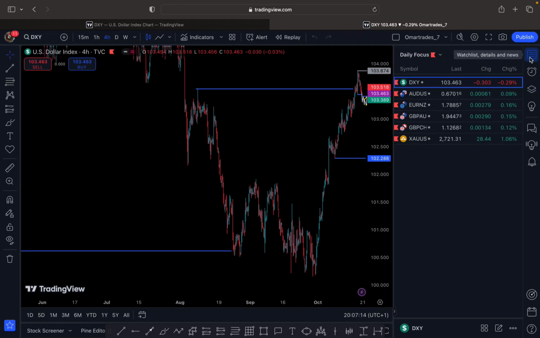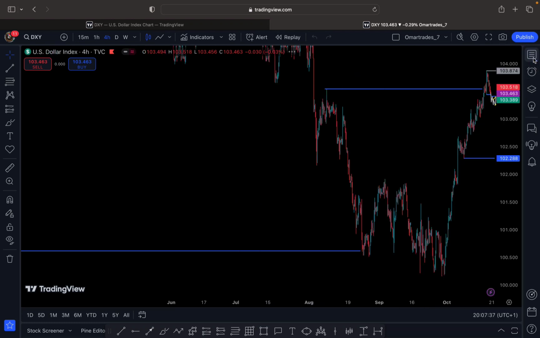I'm just going to explain the DXY, and then I'm going to go through AUD/USD, Euro/New Zealand, Great British Pound/Aussie, Great British Pound/Swiss, and then gold as well. So I'm just going to give an overall perspective of what I feel about the DXY, and then we explain the rest. So without further ado, let's dive straight into it.